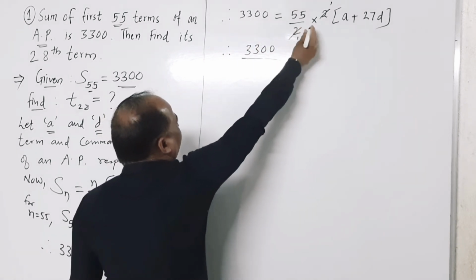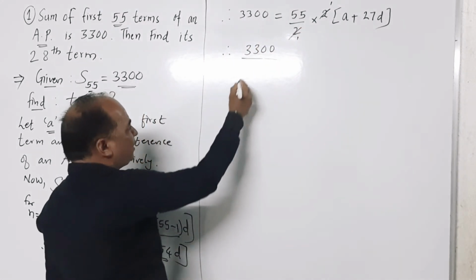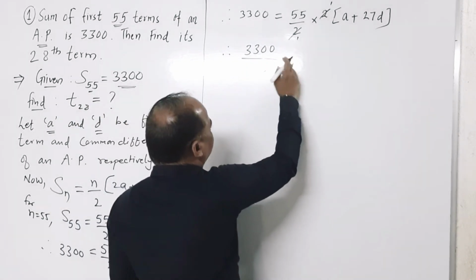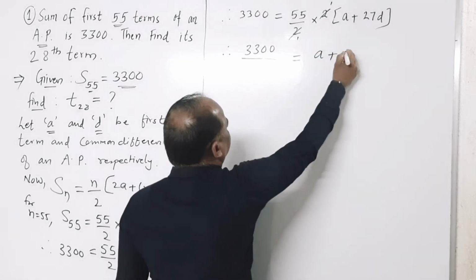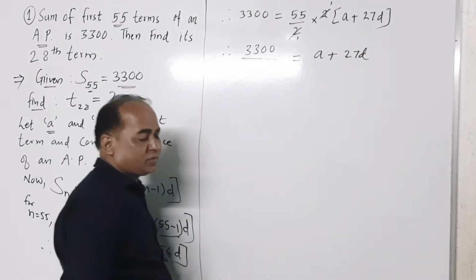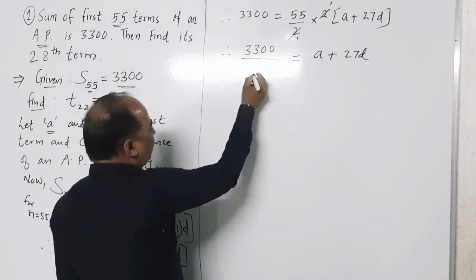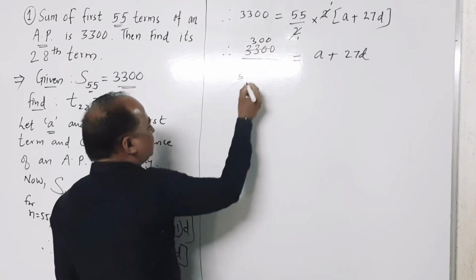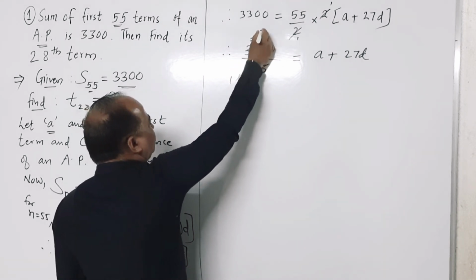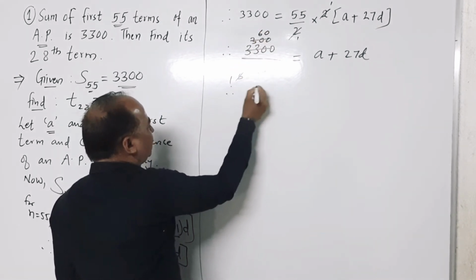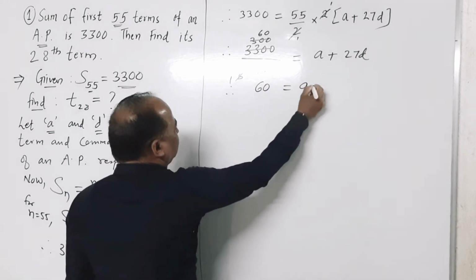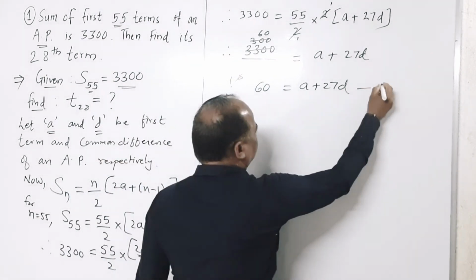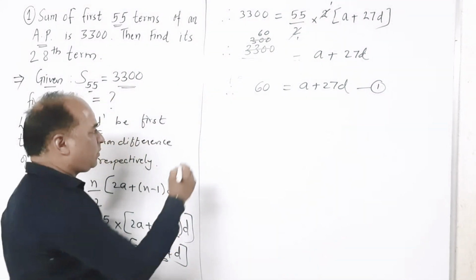Therefore, 3300, this 55 is multiplication, it will come on the left hand side, it will get divided. 3300 divided by 55 is equal to A plus 27D. Dividing by 11, 11 5s are 55, 11 3s are 33, 0 0, 5 1s are 5, 5 6s are 30. Therefore 60 is equal to A plus 27D, equation number 1.